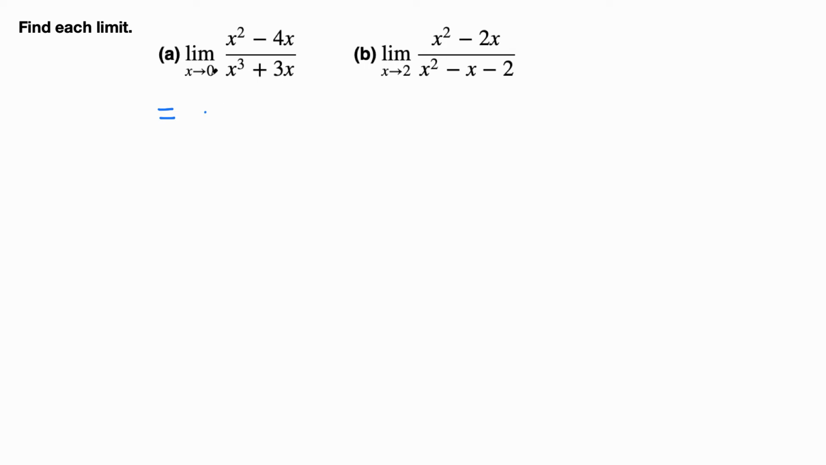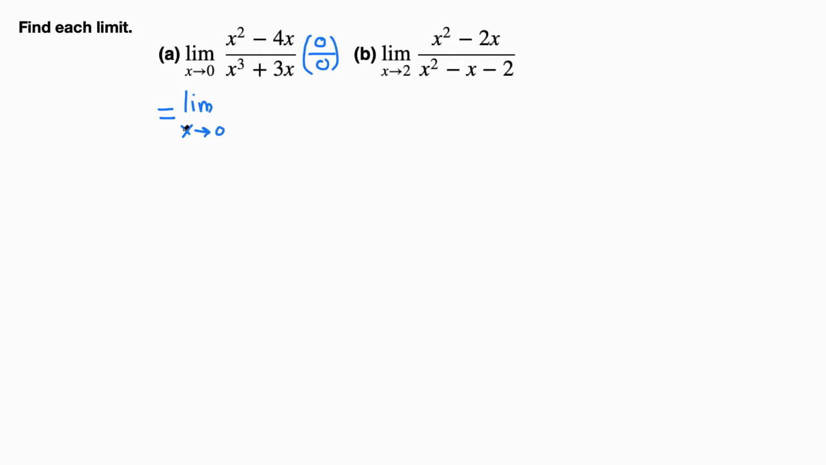Let's see. When we plug in 0, 0 squared is 0 minus 4 times 0, 0 minus 0, just 0. On the bottom, 0, just 0. So we got 0 over 0 here. That's not bad. All we have to do is factor the top, factor the bottom, and cross out the 0-making factor, which is x by itself.